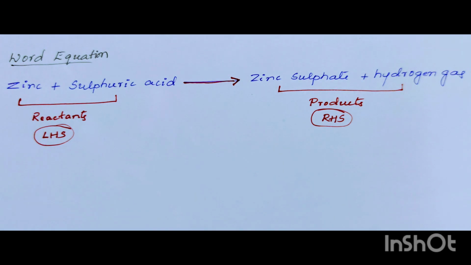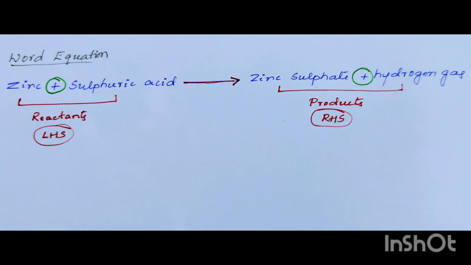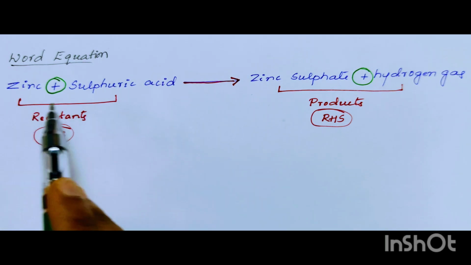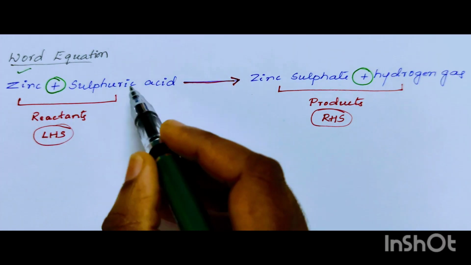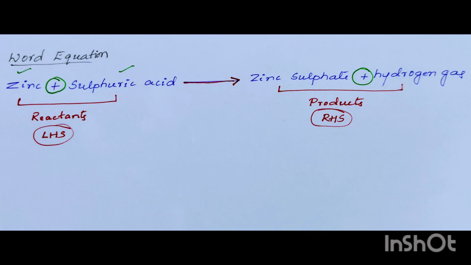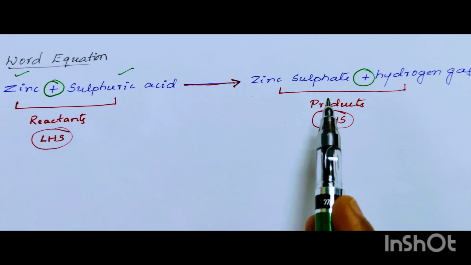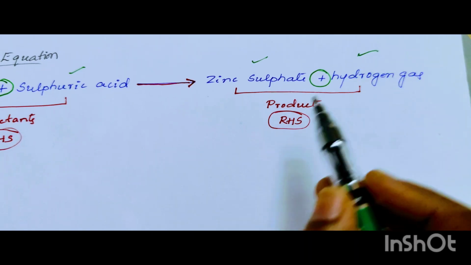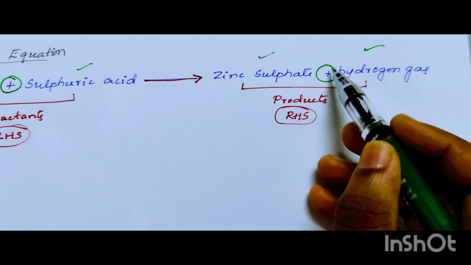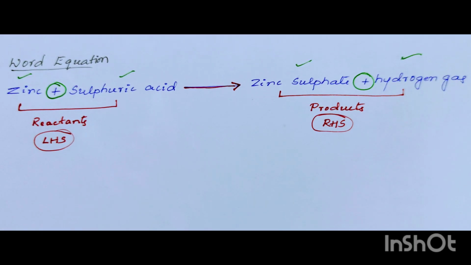You can notice another important thing here. There is a plus sign between the reactants as well as between the products. If we have more than one reactant on the left hand side, we separate the two reactants. This is one reactant, this is the other reactant, correct? So in between we use the plus sign. In the same way, in this example we got two products. Zinc sulfate is one product, hydrogen gas is the other product. So we separate these two products using the plus sign between them. I hope you have understood this.